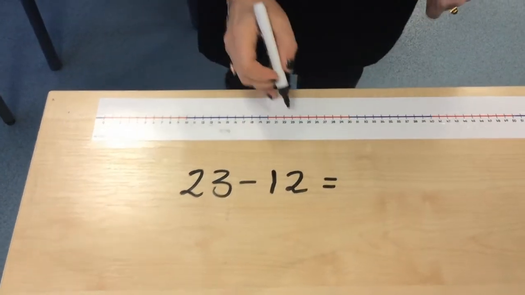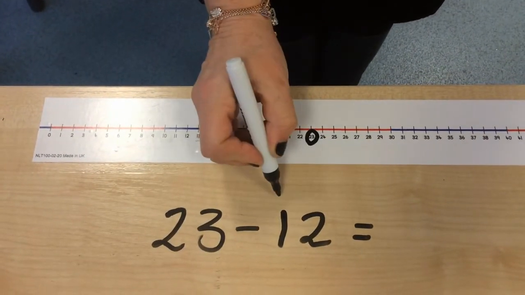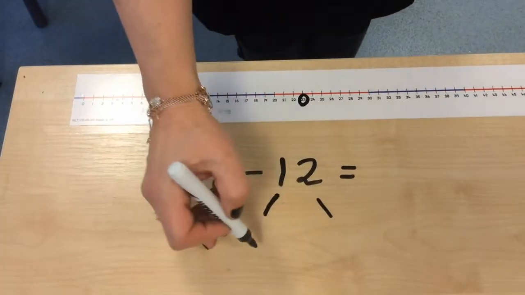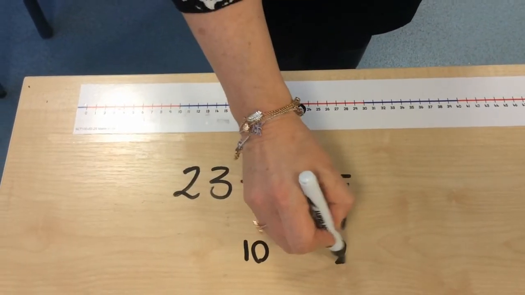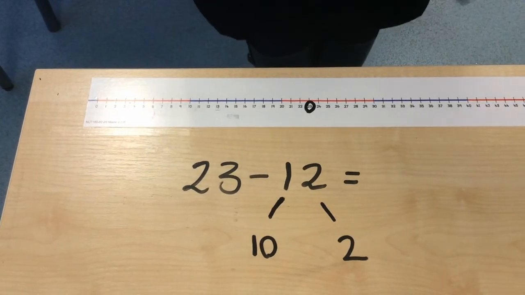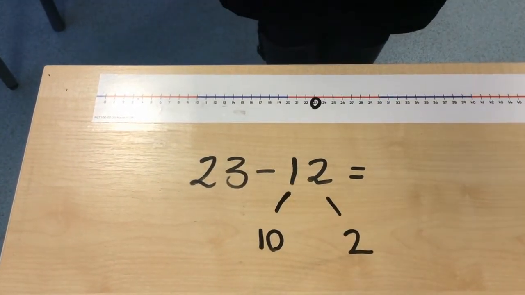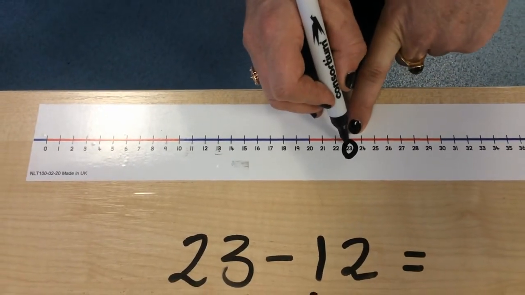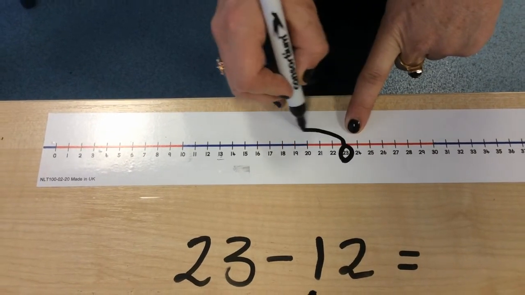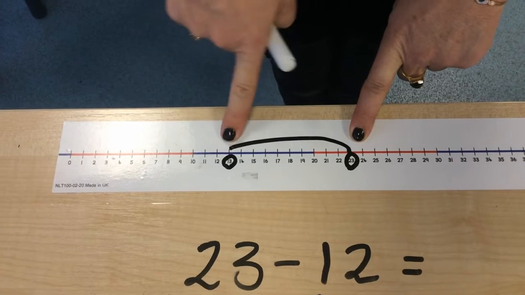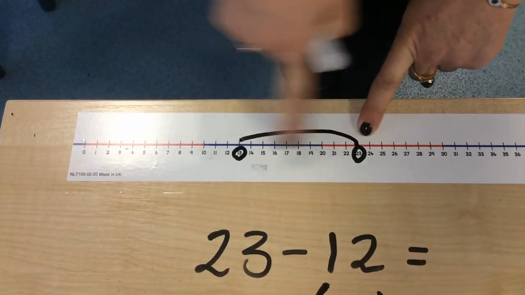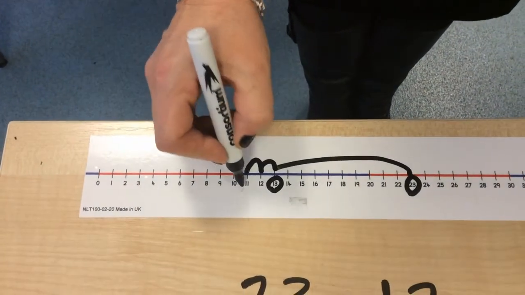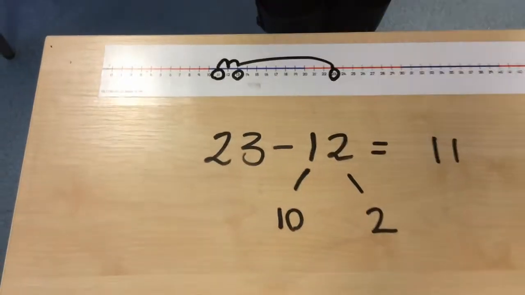I've got 23, so I'm going to circle my 23 and I'm taking away 12. Well, if I look at my 12, I know that it's a 10 and a 2. So to make this easier, I'm now going to say, well, first of all, I'll take away the 10. Counting in my 10s, I know that 23, take away 10, will take me back down to 13. It's the tens changing, but not the units. And then I can take away my 2. 1, 2. So my answer is 11.